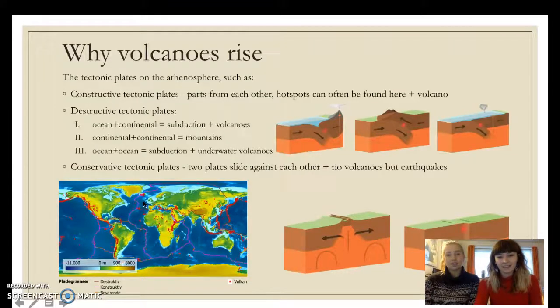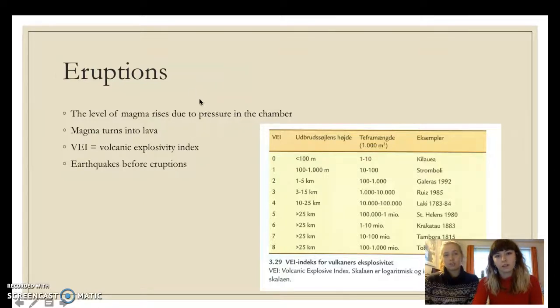Yeah, exactly. Okay, and then eruptions. Eruptions happen because the level of magma rises in the chamber due to pressure. And the magma, when it comes out of the chamber, turns into lava. And then we have the VEI, which is the volcanic explosivity index over here, which indicates how much power the volcano has. And sometimes when a volcano is about to erupt, it can create smaller earthquakes to warn people.